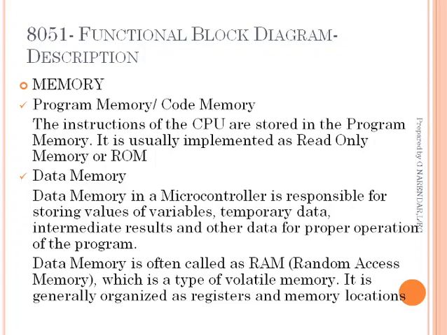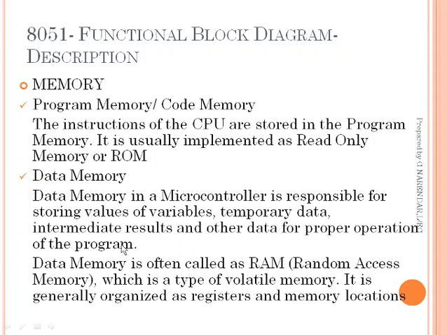And next we have data memory. In a microcontroller, for example, you are performing a number of operations and you will get the results. The controller performs the operations and gets the results after performing them. The result is not directly given to the output device, but is stored somewhere temporarily. The memory where it is stored is what we call data memory. Data memory in a microcontroller is responsible for storing the values of variables, temporary data, intermediate results, and other data for proper operation of the program.